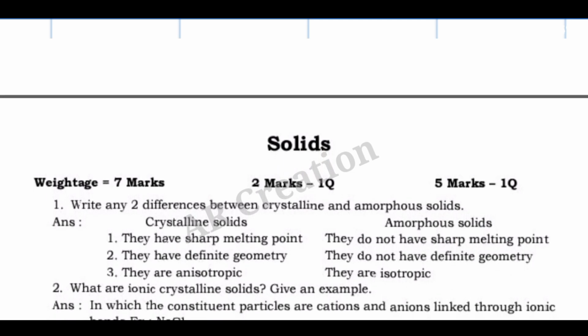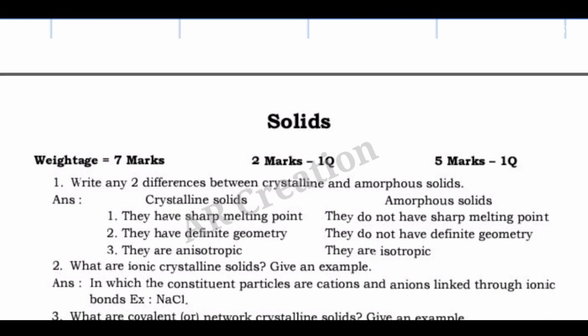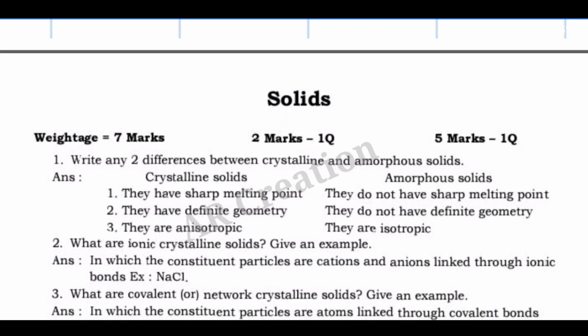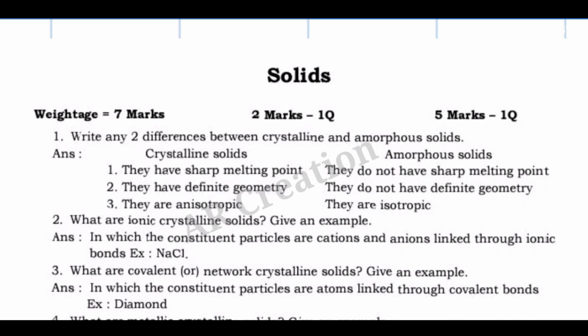Answer is... Next question. What are ionic crystalline solids? Give an example. Answer: In which the constituent particles are cations and anions linked through ionic bonds. Example: sodium chloride.